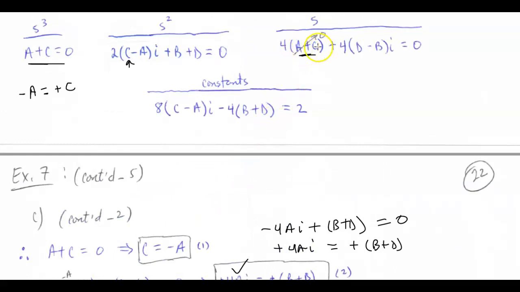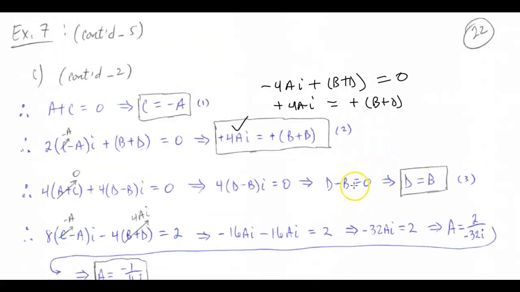Going back up here, we know that since a plus c is equal to 0, then all this term here is just going to be 0. And if I divide both sides by 4i, I know that d minus b is equal to 0, or put another way, d is equal to b. And so that's what you see me doing here.